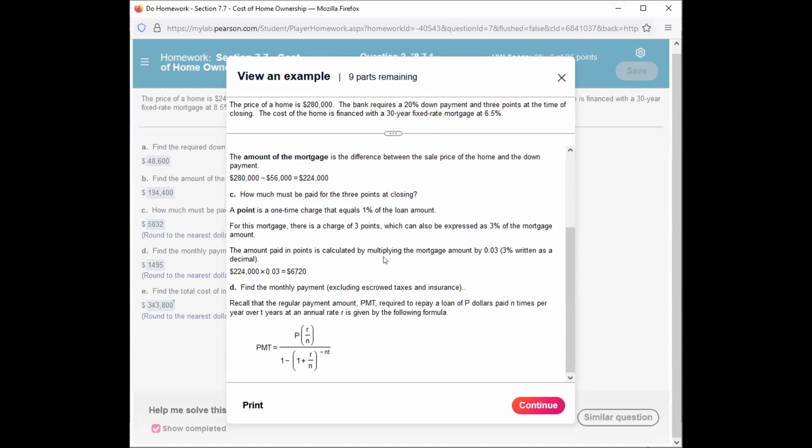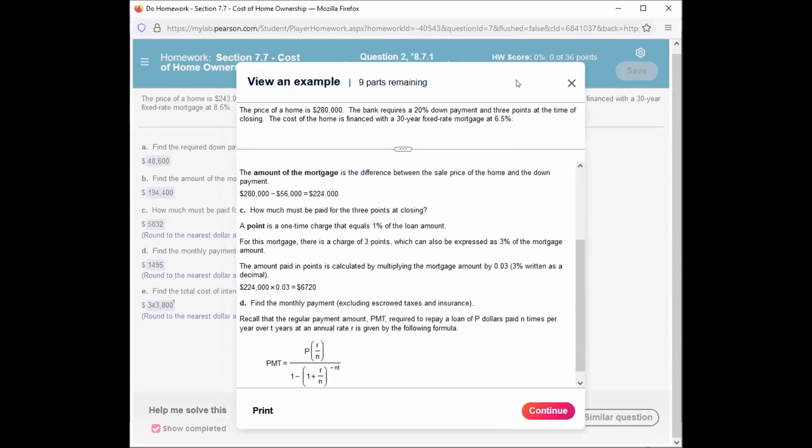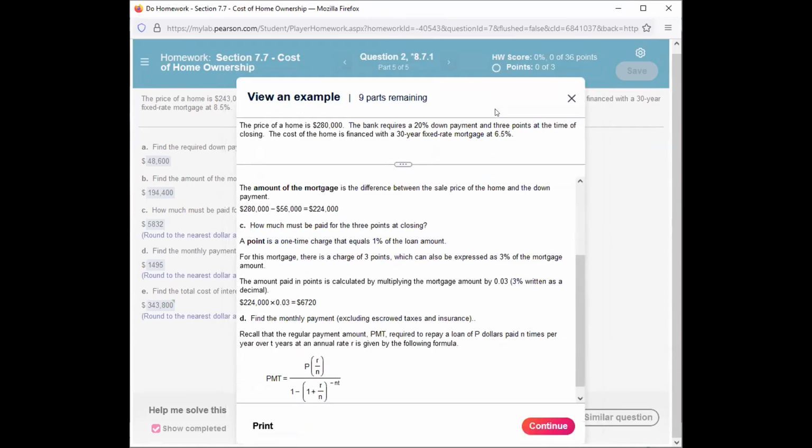All right, so let me try and make this format a little prettier because right now it looks all weird. 7.7, Cost of home ownership.